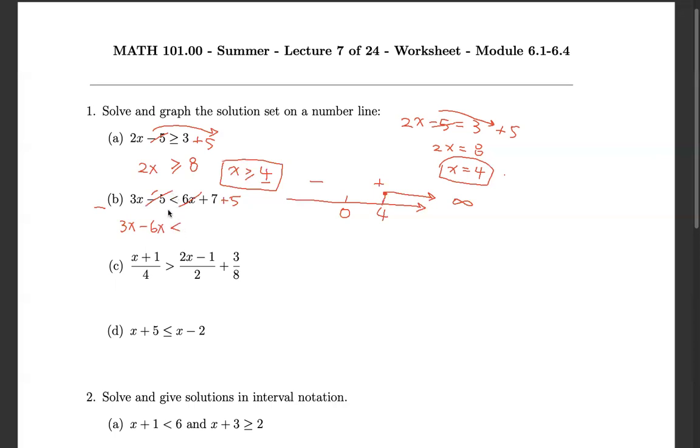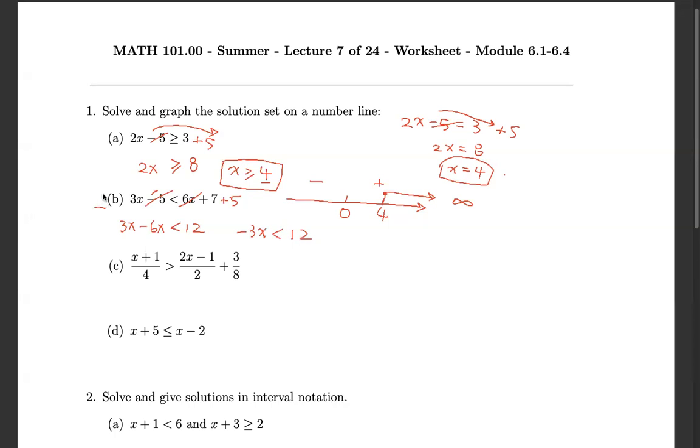We have what is called the less than sign. So the left-hand side is less than the right-hand side. 7 plus 5 is 12. Well, 3x minus 6x is negative 3x, right? Then less than 12. Now we want to get 1x, so we need to divide by negative 3.